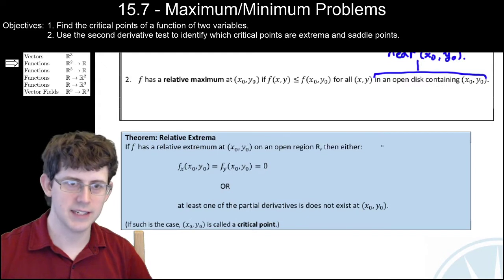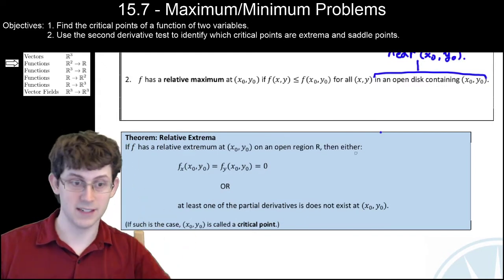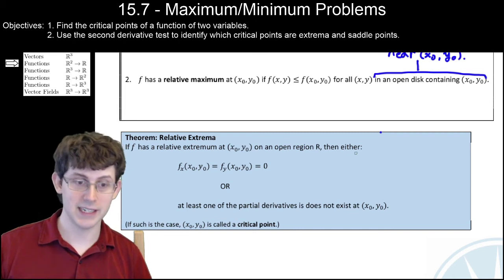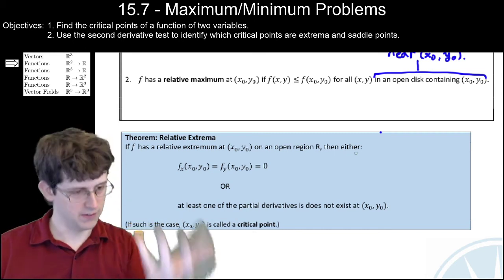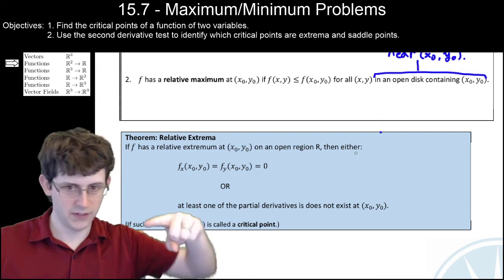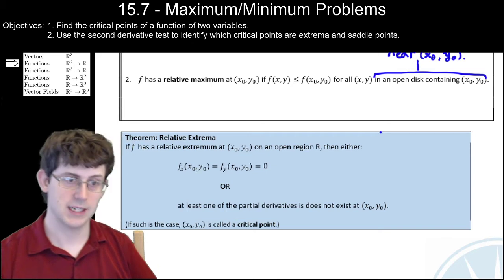Okay, so how does that happen? How can you have a relative maximum or a relative minimum? Well, the main ways that can happen are if you're at the top of a hill, or at the bottom of a hill, or if there's a cusp or a corner or something. So that's how this will work.